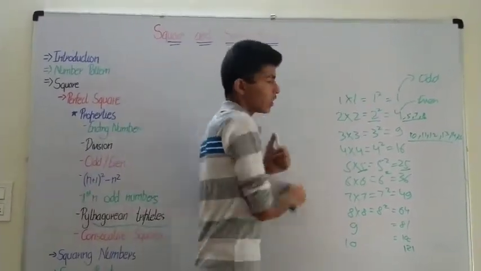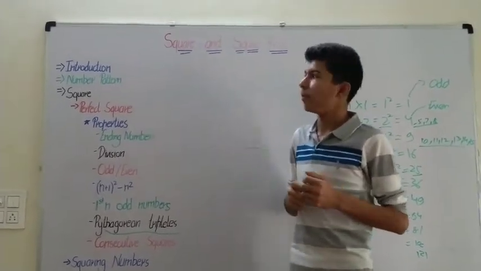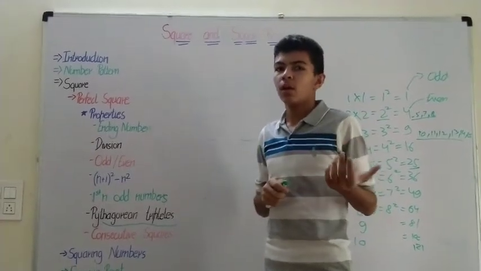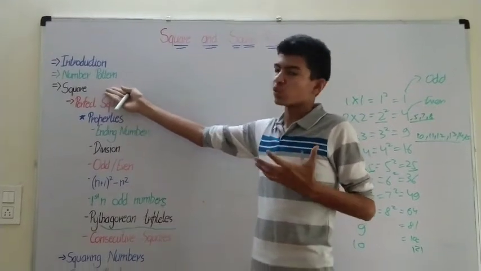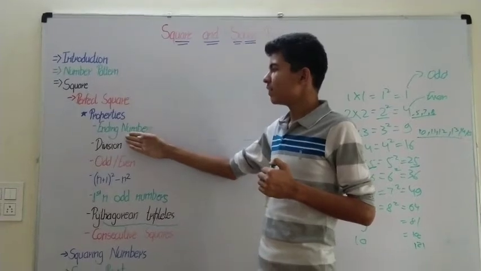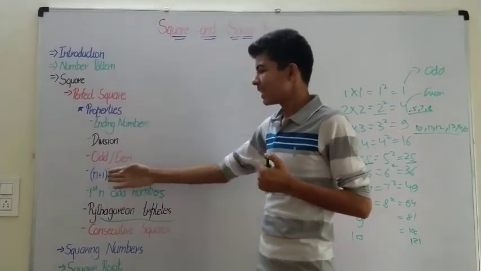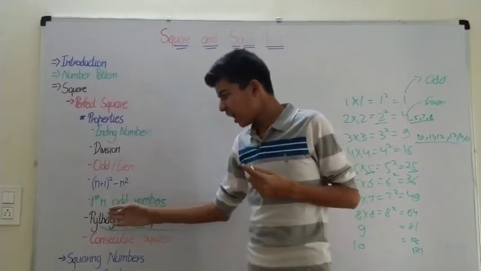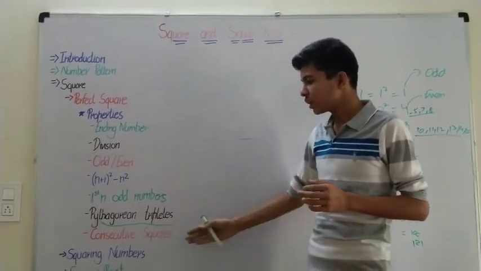So friends, let's summarize what we have learned today. First, we learned about the introduction to square numbers, and we learned about square numbers with geometry and number patterns. Then we learned about what exactly is a square, perfect squares, then the properties of perfect squares, which are ending numbers, division, even or odd numbers, that is n. Then we have n plus 1 the square minus n square. Then we learned about the first odd numbers, Pythagorean triplets, consecutive squares.